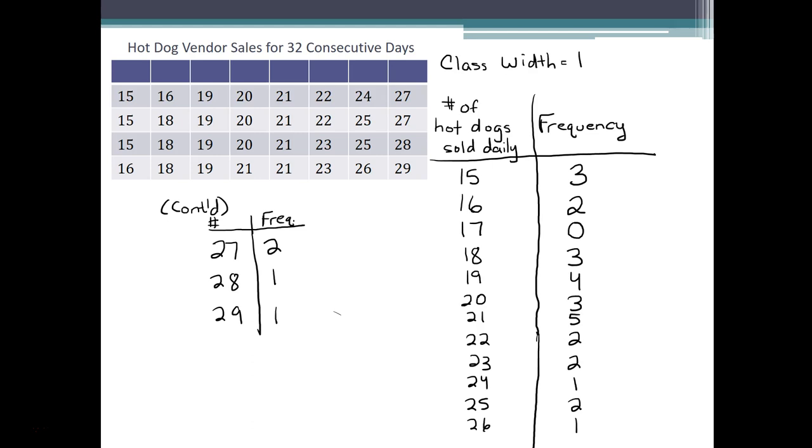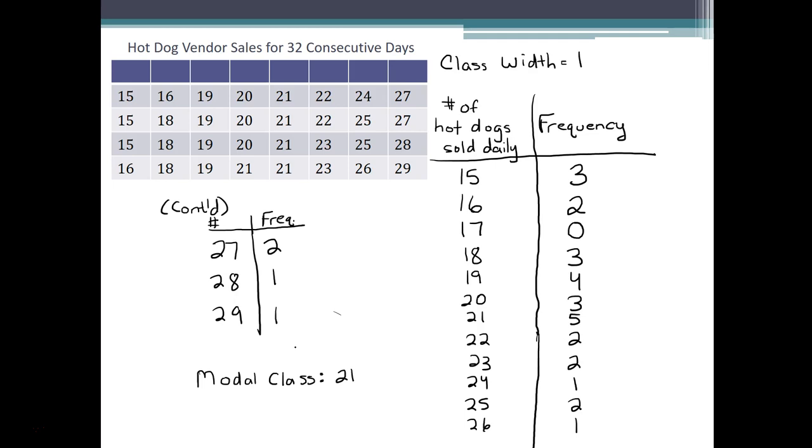All right, so for this one, each class just has one integer in it. You have your frequencies. What's the modal class? You're not going to be worrying about upper class limits and lower class limits here with just class width of 1. You're also not going to worry about class mark or midpoint because it's just one number. But modal class still is the class with the highest frequency. So it looks like it's 21. So sales of 21 hot dogs occur the most often within that 32 consecutive days.